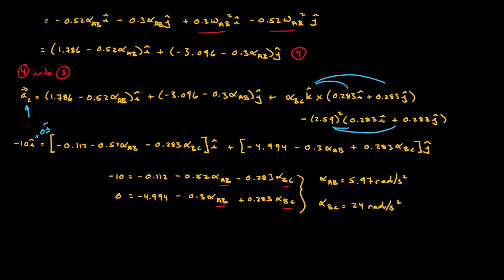So both of these came out positive, which means that our assumed direction, so up here we've assumed that alpha BC is in the positive k direction, that assumed direction is correct. So if we want to express our result in vector form, we would say that alpha BC is equal to 24 k radians per second squared. So this is how we solve typical planar kinematics problems for rigid bodies.